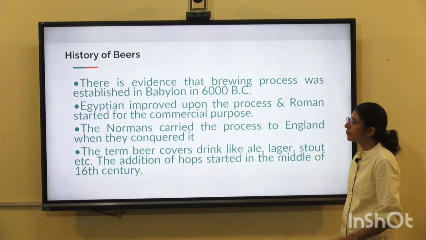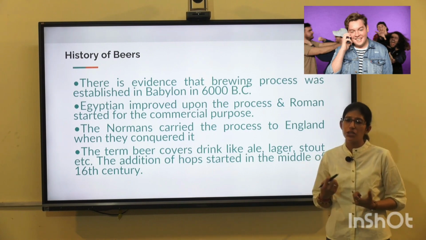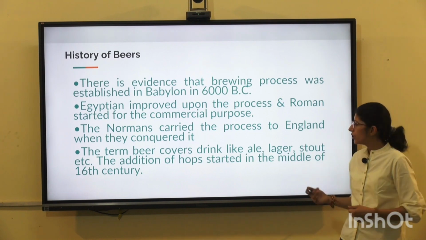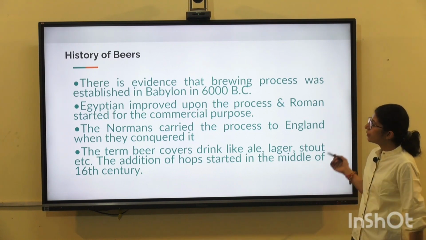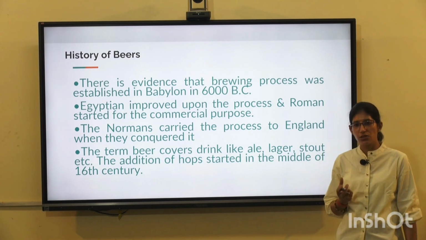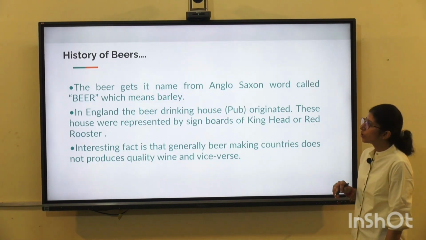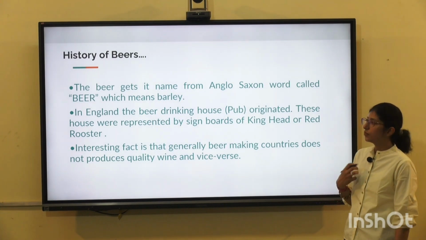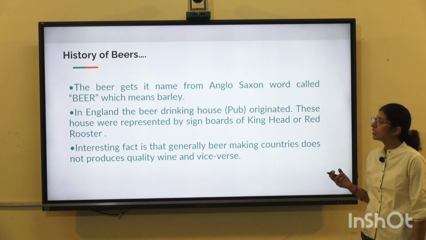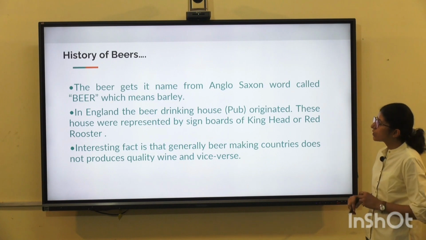Now, history of beer. There has been a constant debate going on from 6000 BCE. Developed countries like the USA and Russia are constantly debating the topic. It is said to be the production of our country, but the data is still controversial. Finally, the term beer was given in the 16th century with the addition of hops. Beer gets its name from the Anglo-Saxon word meaning barley. Followed by that, in England, beer drinking hubs or pubs originated, which had signboards of the king's head or king's roosters.